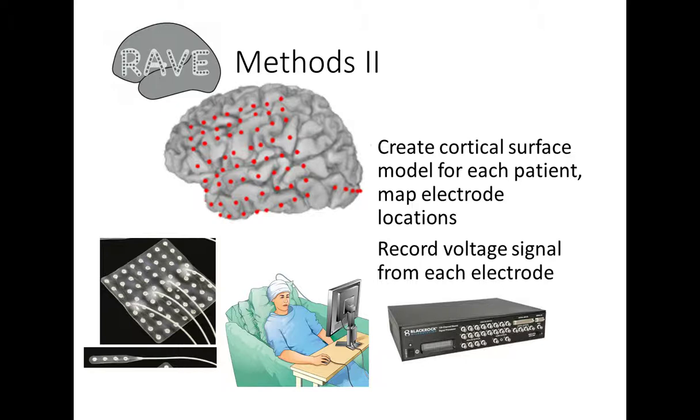So these patients had electrodes implanted in their brains. As you can see, we created a cortical surface model of the brain. Each red dot shows one electrode. In the bottom left of the slide, you can see the pictures of the grids or strips before they were implanted in the brain. Each of the grids or strips has wires that are channelized out of the patient's head.